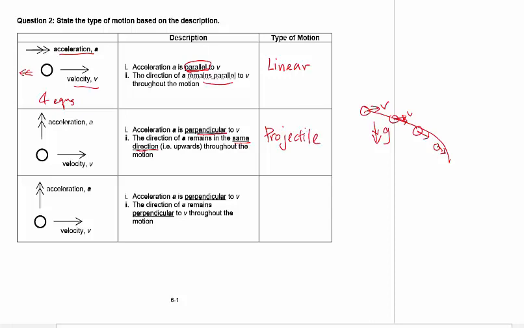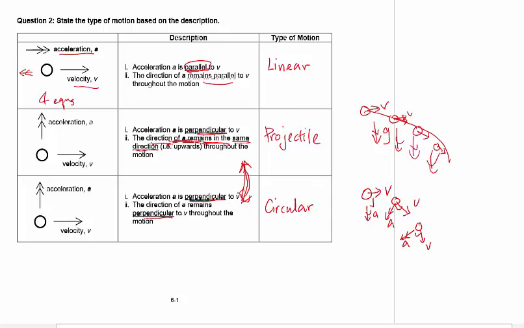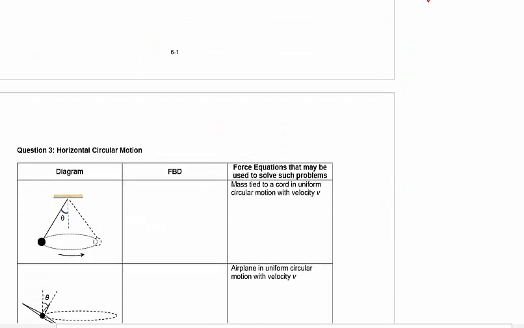Okay, lastly, acceleration is perpendicular and it remains perpendicular throughout. This is different from projectile motion, because the a is always changing direction and always perpendicular. No matter what the direction of the velocity is, the a is always perpendicular. This is what we call circular motion. You really have to know the difference between these two. Very important. The main difference is that for projectile, the direction of a is always the same, whereas in circular motion, the direction of a is always perpendicular.